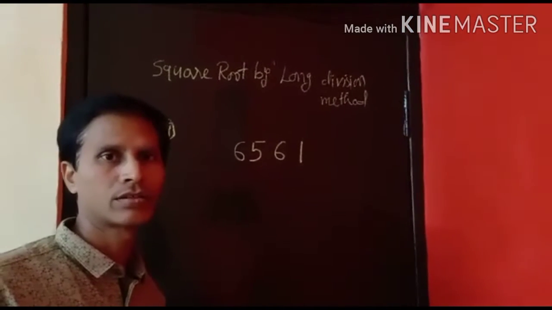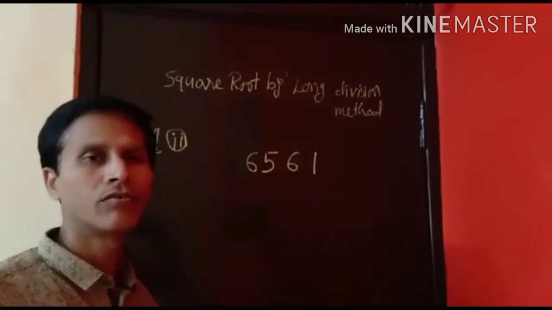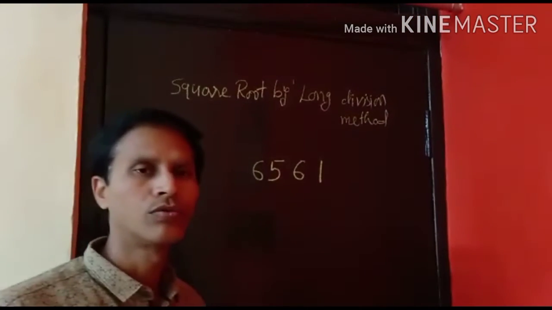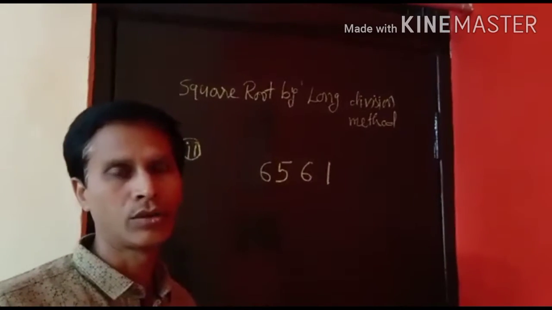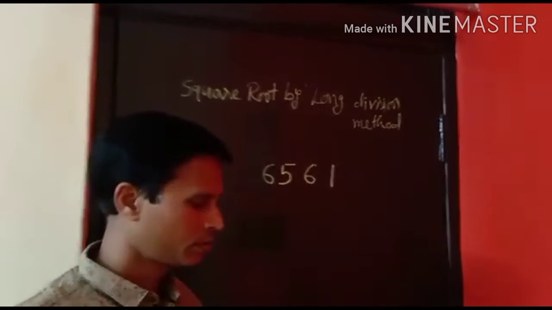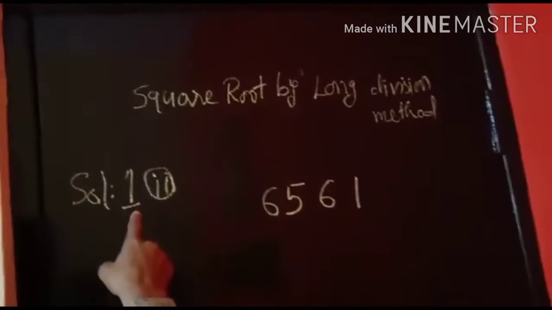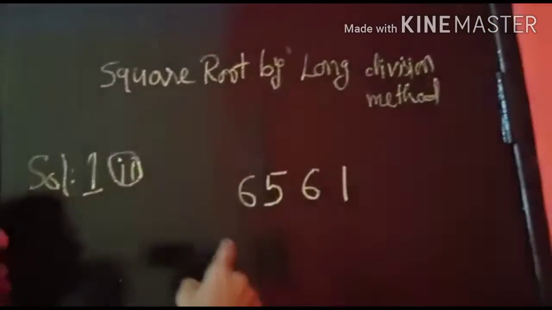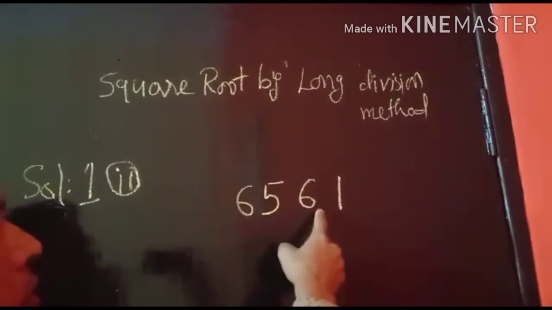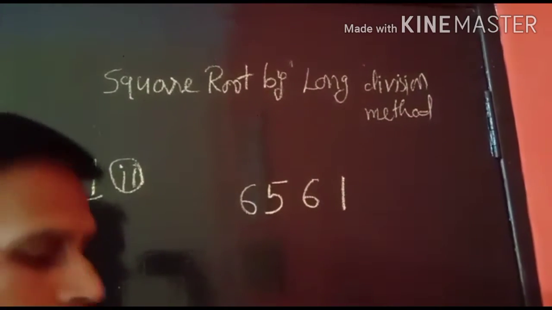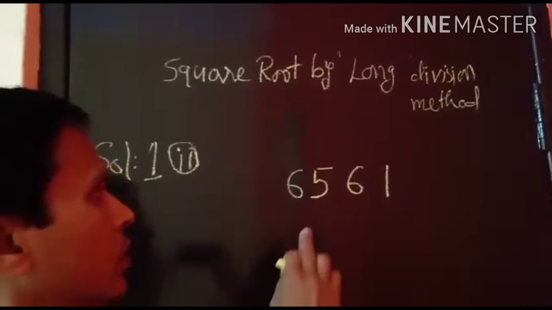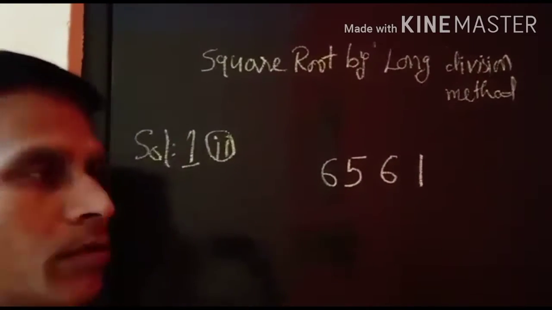Good evening students. Today, on 1st April, we will learn how to find the square root by the long division method. So we are solving question number 1, second part. The question is 6561. We have to find the square root of this number by the long division method.